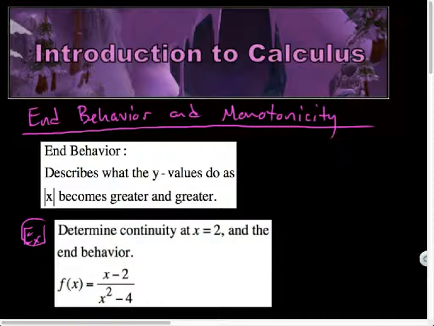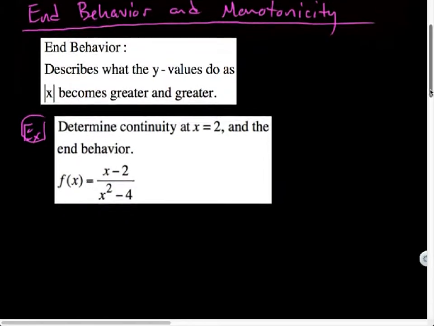End behavior. We've seen this before back in the days of math freedom. End behavior describes what the y values do as our x values' absolute value becomes greater and greater indefinitely. So here's an example. It says determine the continuity at x equals 2 and the end behavior. So I'm killing two birds with one stone here.